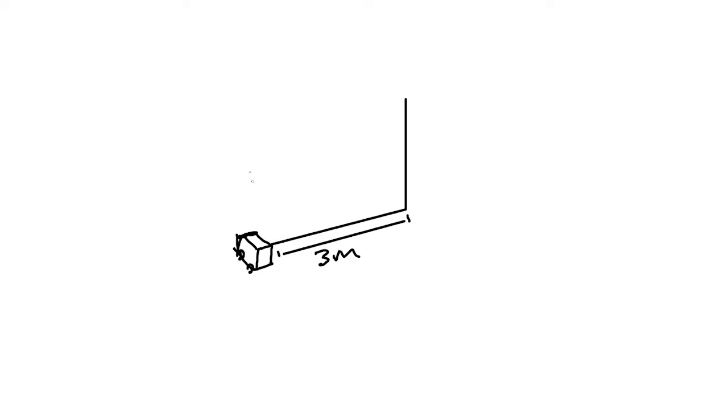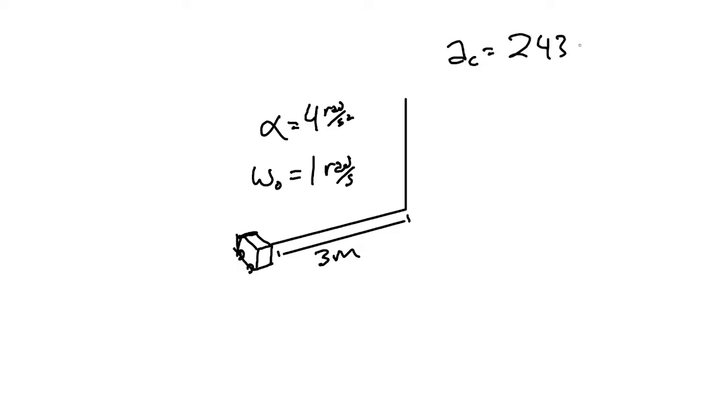Our car has an initial angular velocity of 1 radian per second, and a constant angular acceleration of 4 radians per second squared. We know that the string will break if our centripetal acceleration is equal to 243 meters per second squared. All right, we just need to find the time. So let's start working on this.